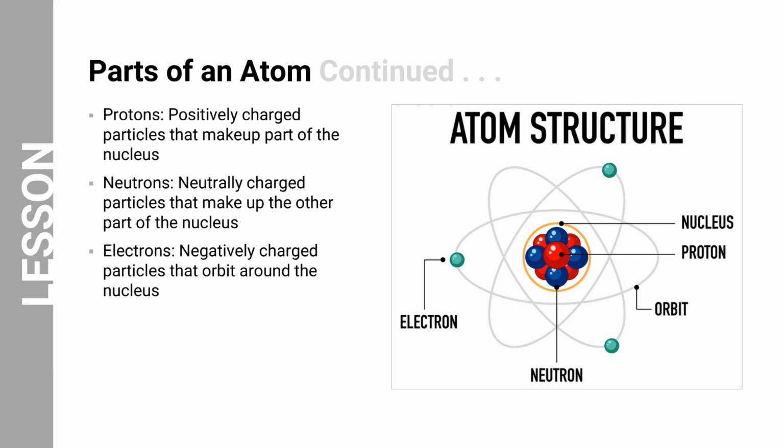The structure of an atom consists of protons and neutrons, surrounded by electrons in orbit around the nucleus. Protons are the positively charged particles that make up part of the nucleus, which is in the center of the atom. Neutrons are the uncharged particles that make up the other part of the nucleus. Electrons are the negatively charged particles that orbit around the nucleus, like the planets orbiting the sun in our solar system.